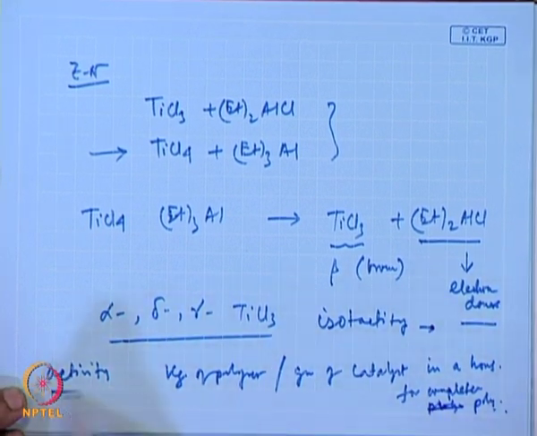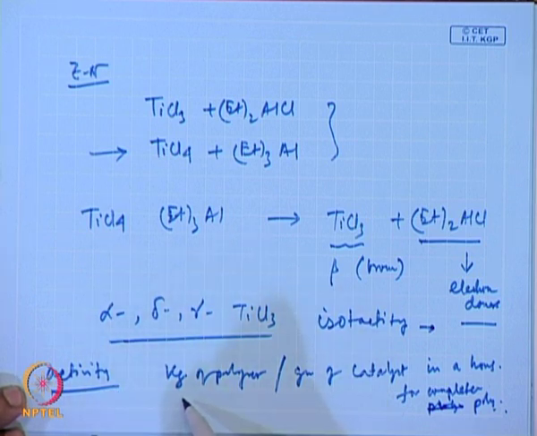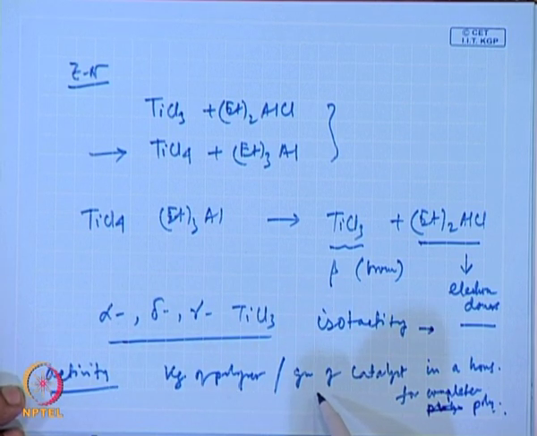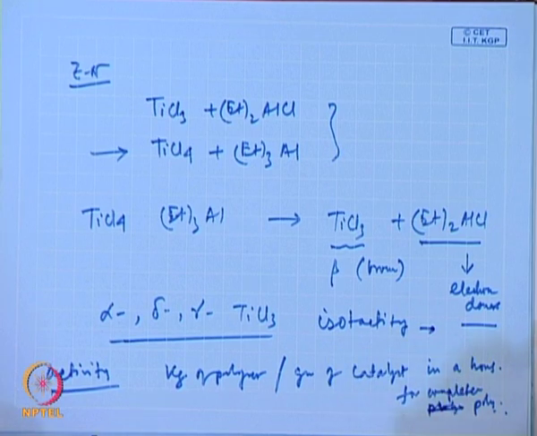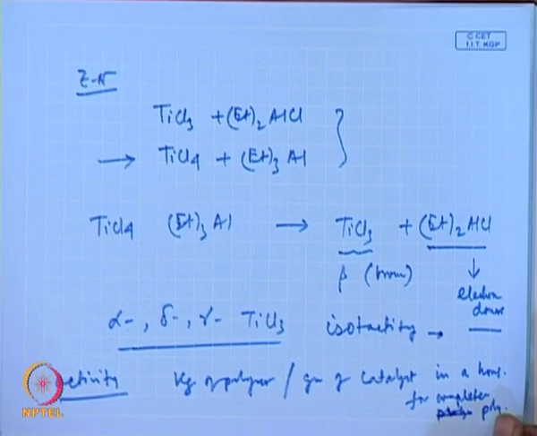So, the activity of the catalyst is defined as kg of polymer per gram of the catalyst used. You can use either per hour or at the end of the polymerization.